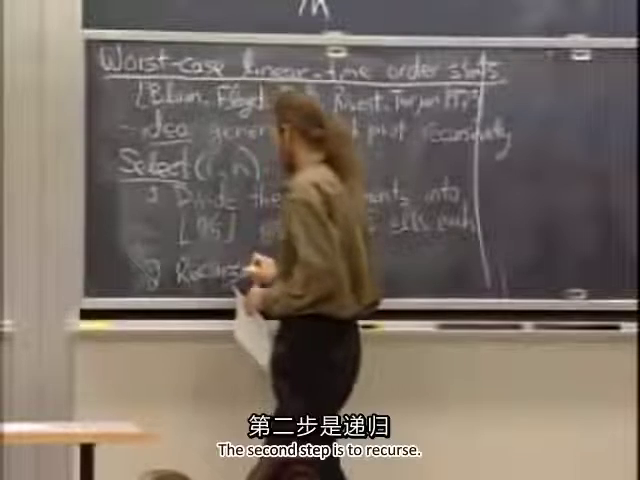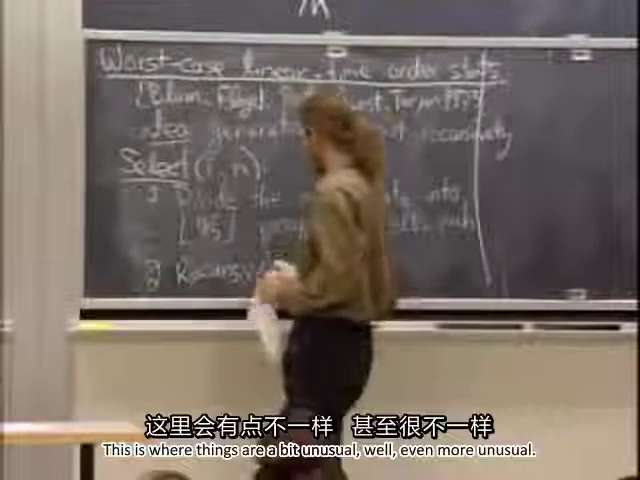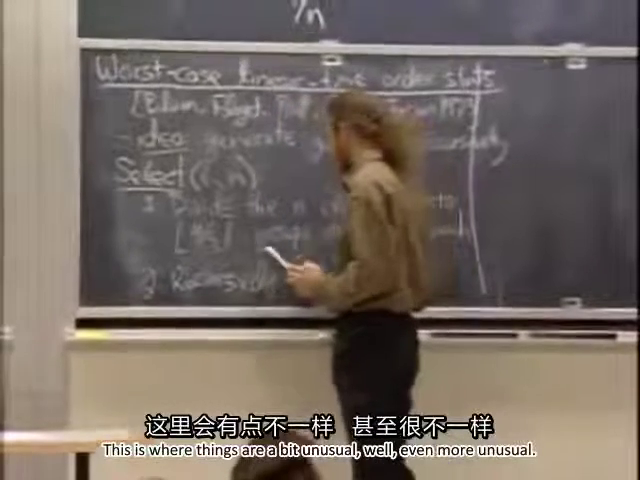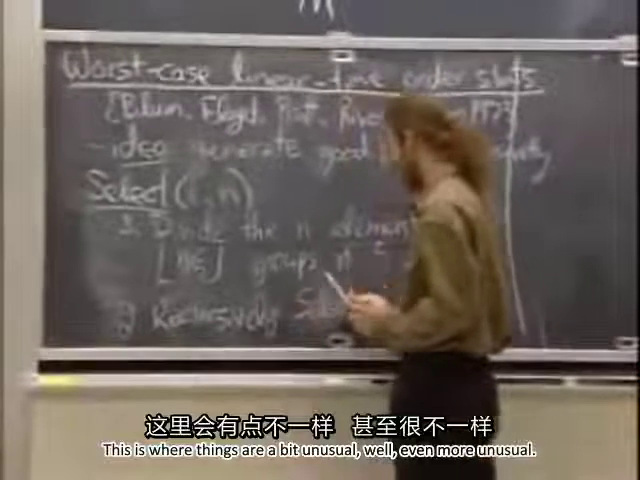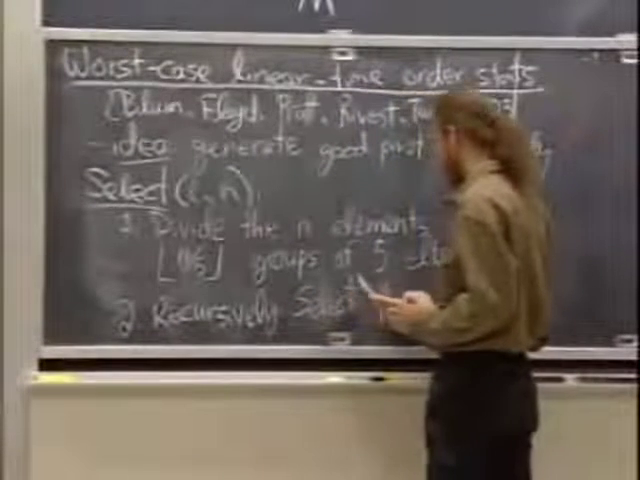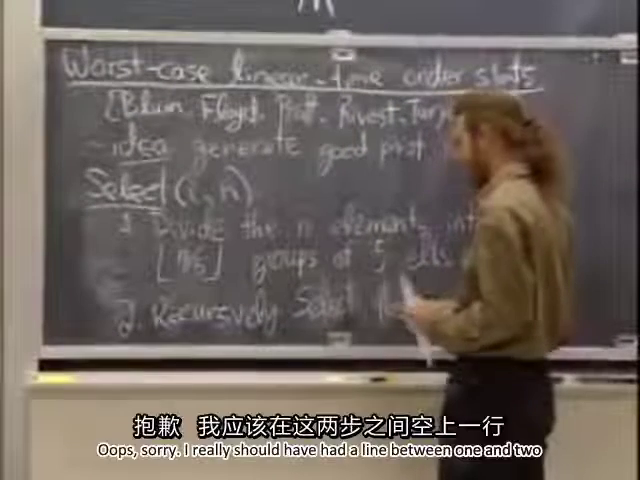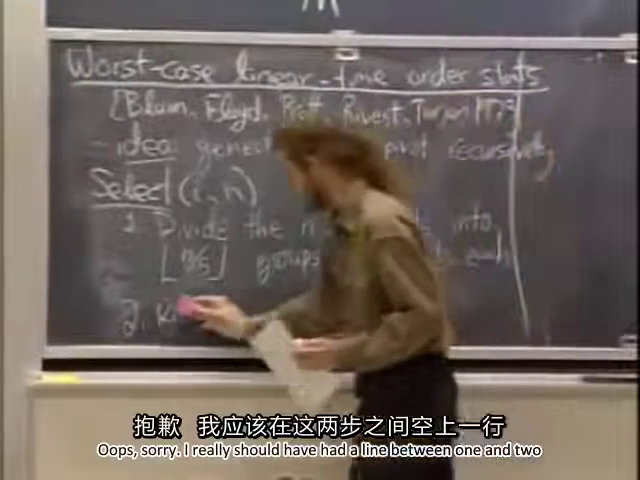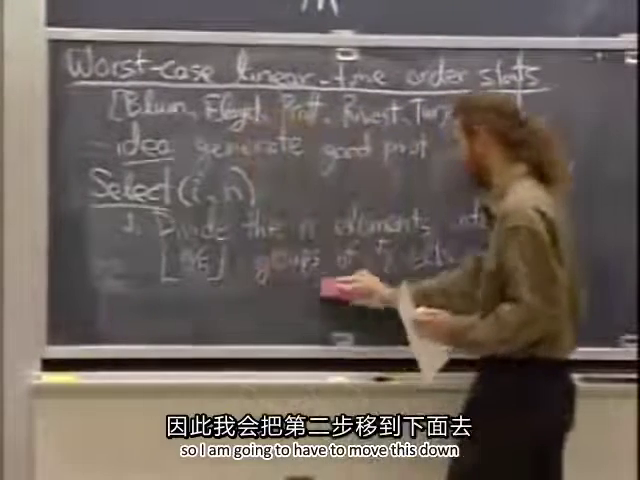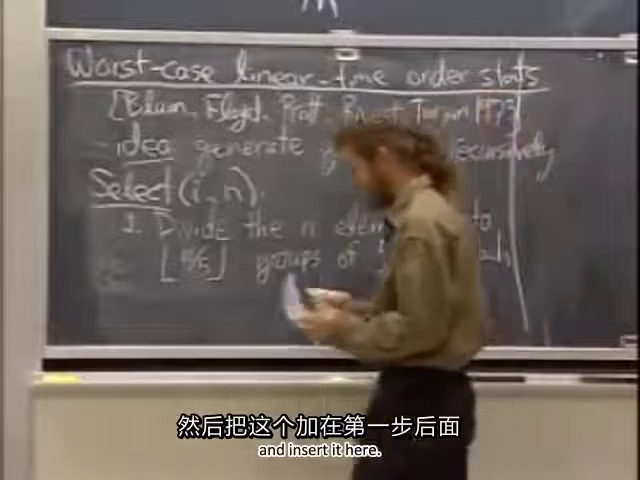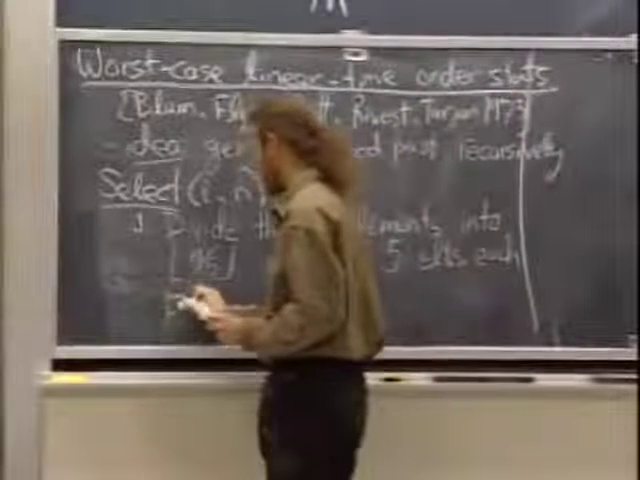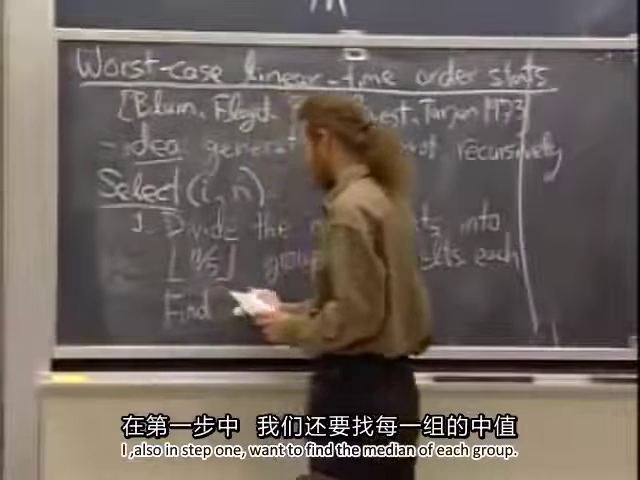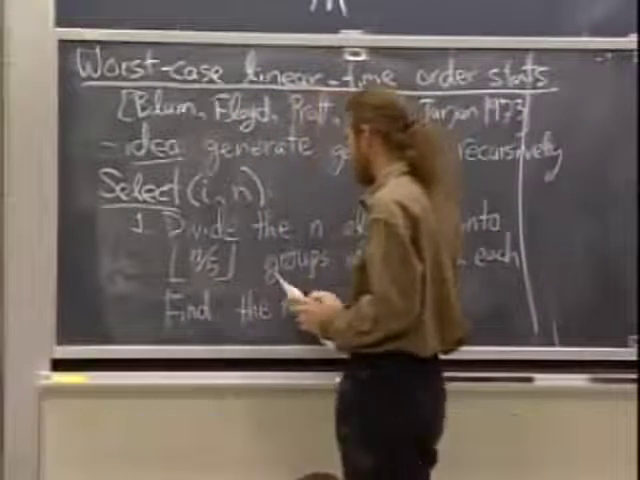Second step is to recurse. This is where things are a bit unusual. Well, even more unusual. Oops, sorry. I really should have had a line in between 1 and 2. So I'm going to have to move this down. You can insert it here. I also, in step 1, want to find the median of each group.